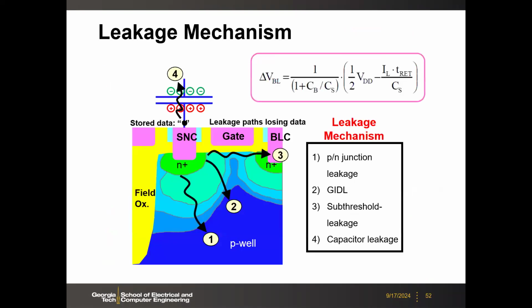All right, so then let's continue today. There are many leakage mechanisms to discharge the data when you store one here. Here we have some leakage mechanisms labeled by those paths. The first one is the PN junction leakage. Why? Because here we have the PN junction, right? When you store data one here, this PN junction is reversely biased. This is a reverse bias.